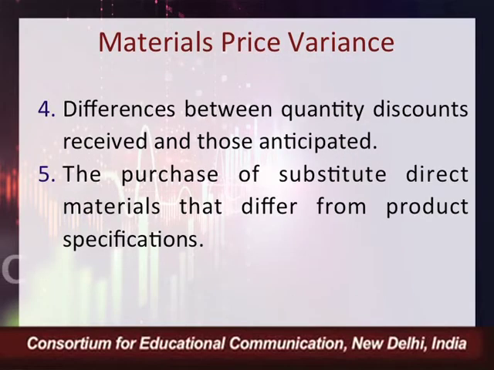The next possible reason for price variance can be the difference between quantity discounts received and those anticipated. There might be a possibility that you had an agreement with your supplier that for purchasing the products from a specific supplier, they'll be giving you a certain percentage of cash discounts or quantity discounts. That discount can also change with the passage of time. At the time of setting the standard, the rate of discounting was something else, whereas when we went for buying, the rate of discount has changed. So this can also be a possibility due to which there would be a price variance.